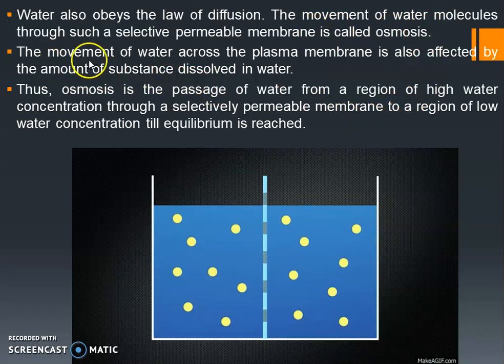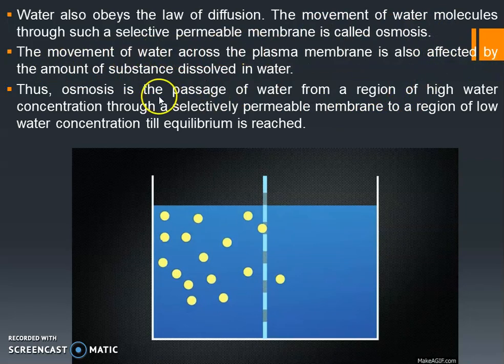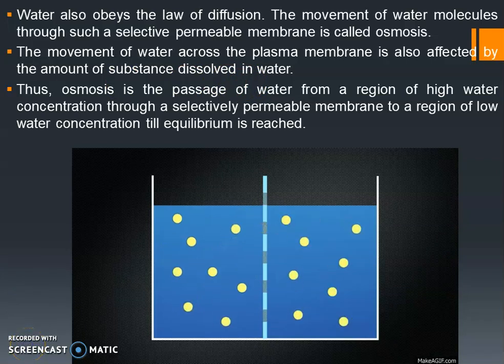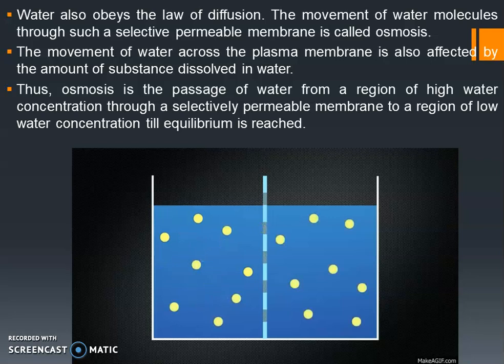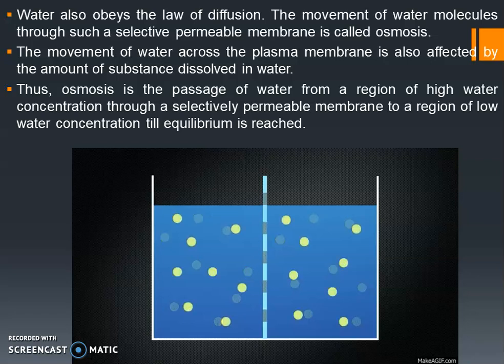Okay, and the amount of water across the plasma membrane is also affected by the amount of substance dissolved in water. I hope you know what is solution, what is solvent, and what is solute. If I say salt solution, you will say that it has the presence of salt and water. In this, salt is the solute and water is the solvent. The substance that dissolves in the solvent is called the solute. And together they form the solution.